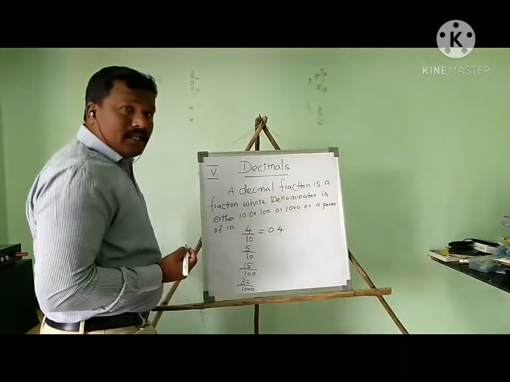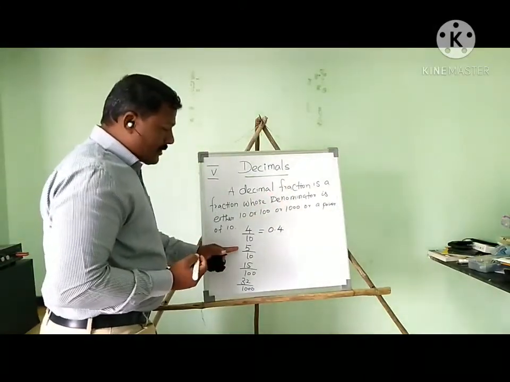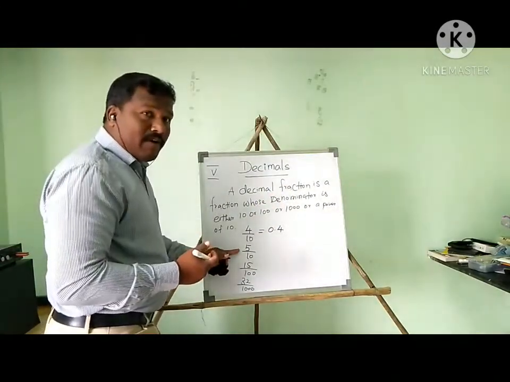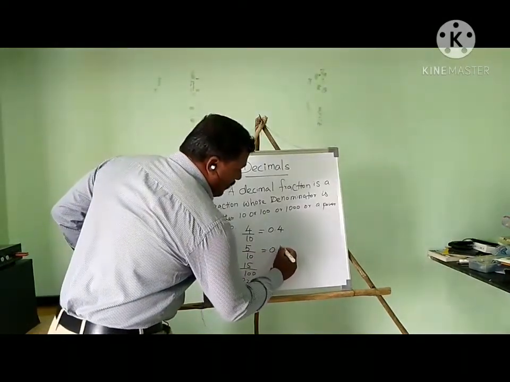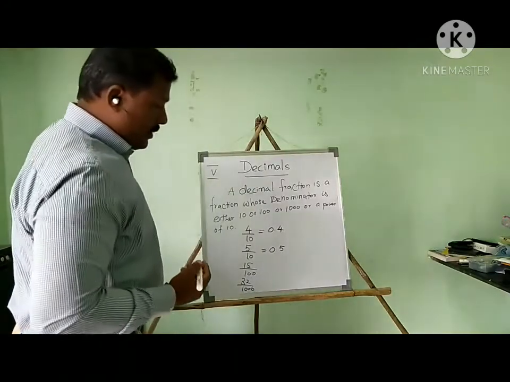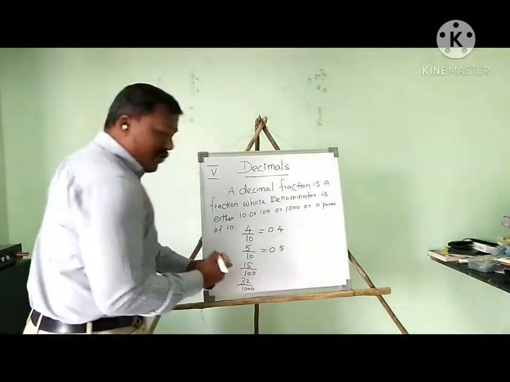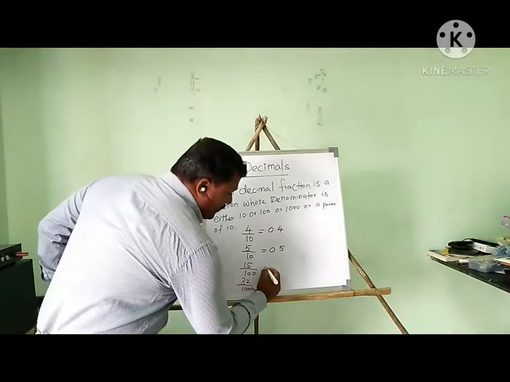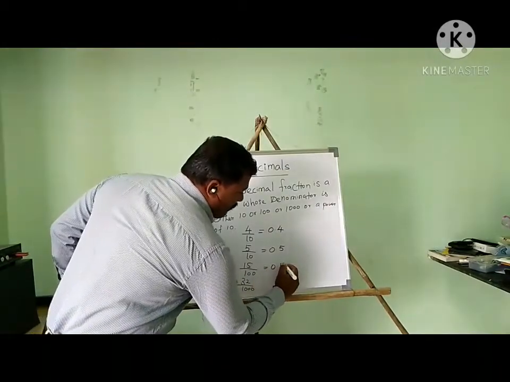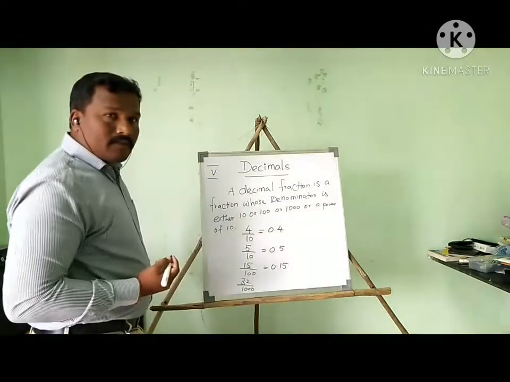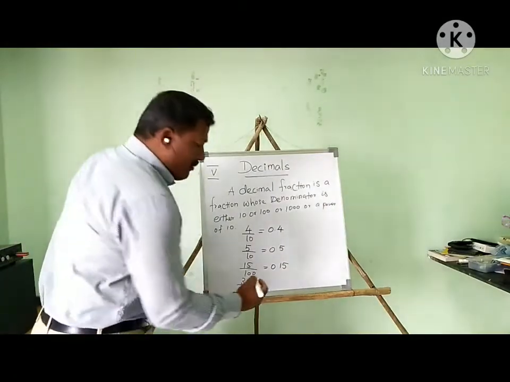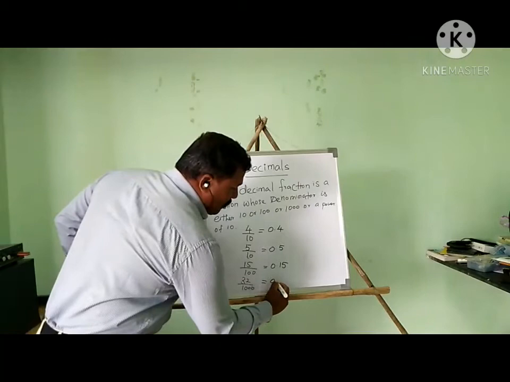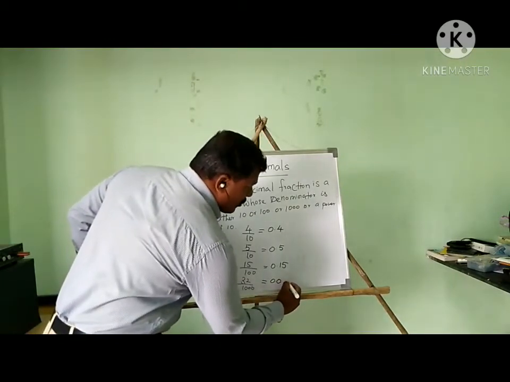0.4. Okay. If you write another form of 5 by 10, 0.5. Then 15 upon 10, if you write it in another form, 0.15. If you write 32 by 1000, we can write it in another form like this, 0.032.